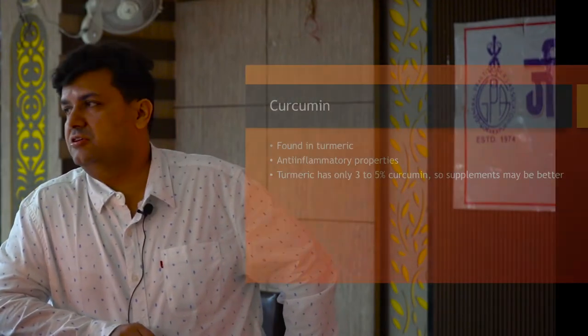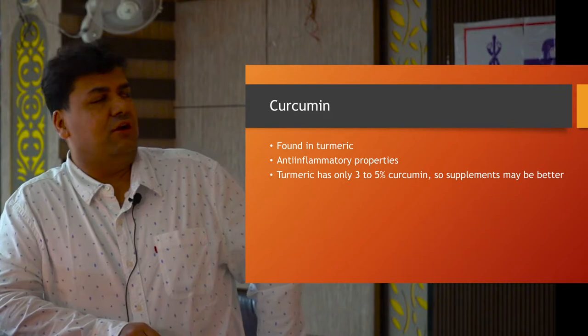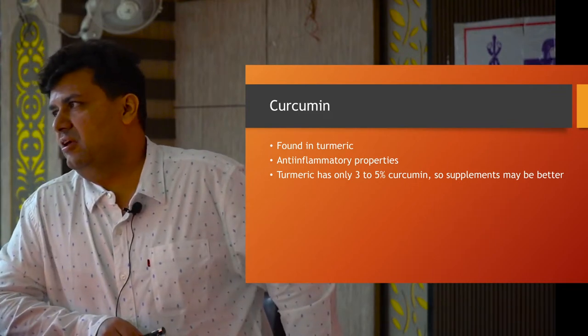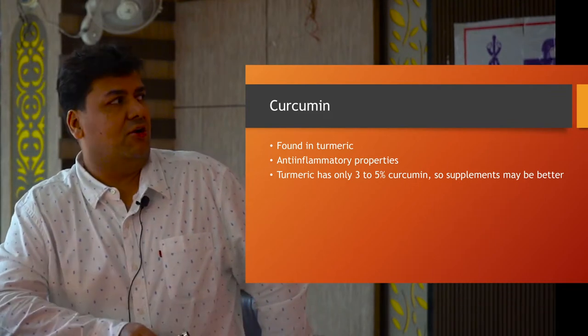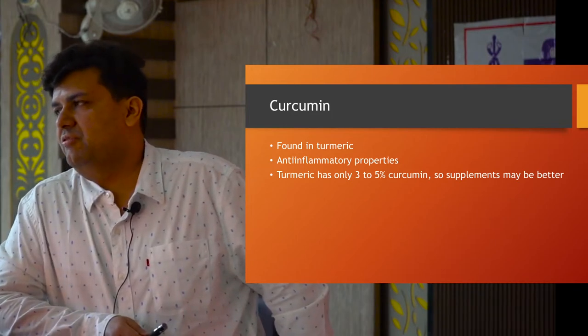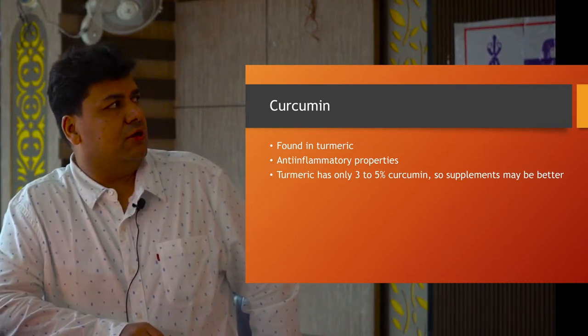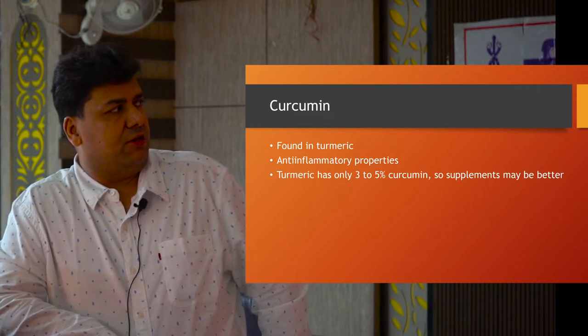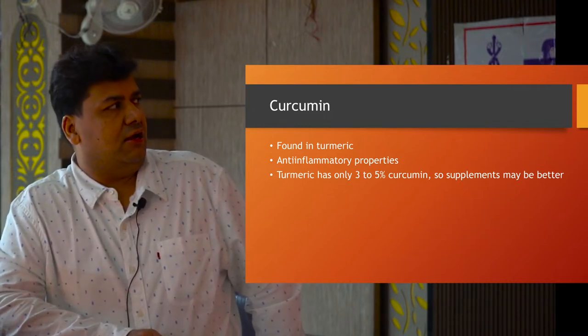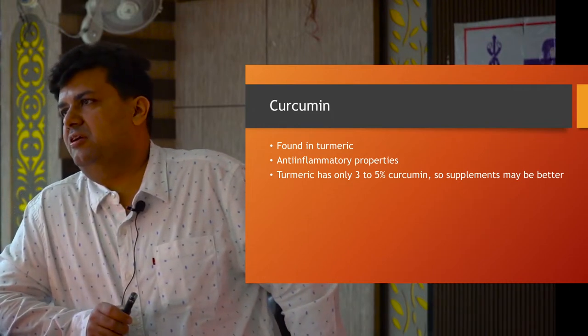Yesterday only I was reading a latest article by the Journal of American Academy of Orthopaedic Surgeons. They have shown this great increase in curcumin, which is found in turmeric. This is our Asian thing, which is in India only, but now it's getting hype even in the US and the Western world. Curcumin has anti-inflammatory properties, but the problem is that in turmeric only 3-5% is curcumin.